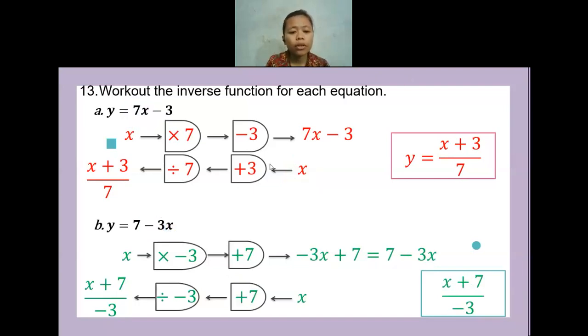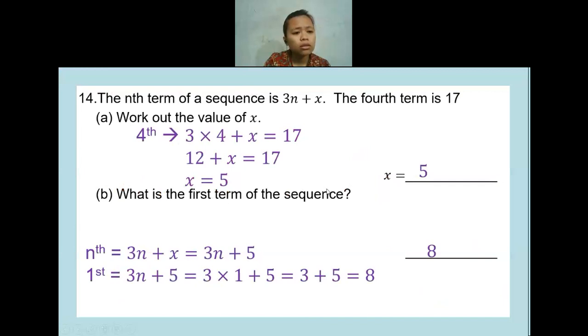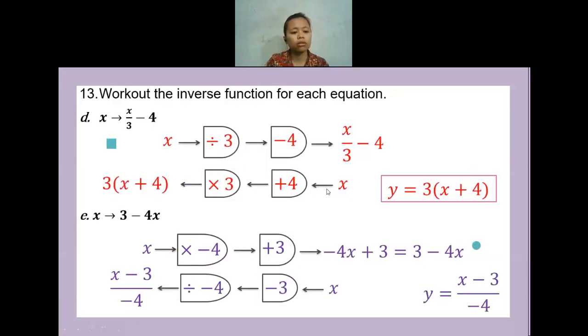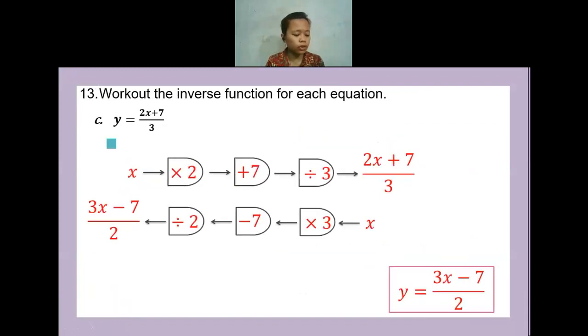For question 13C, it's not moving. Hello? Oh, sorry. Oopsie, too much. Yeah, where is my 13C?